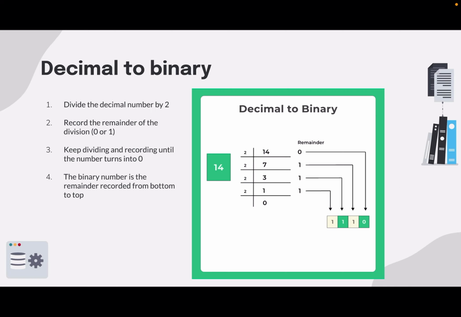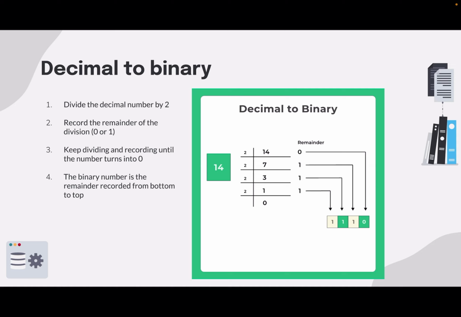Decimal to binary. How to convert from decimal to binary. First, you grab your decimal number and start dividing it by 2. Then you record the remainder of the division, which is either 0 or 1. If the number is even, the remainder will be 0, but if it's odd, the remainder will be 1. Keep dividing the number and recording the remainder until the number turns into 0. And finally, the binary number is the remainder that you have been recording from bottom to top.